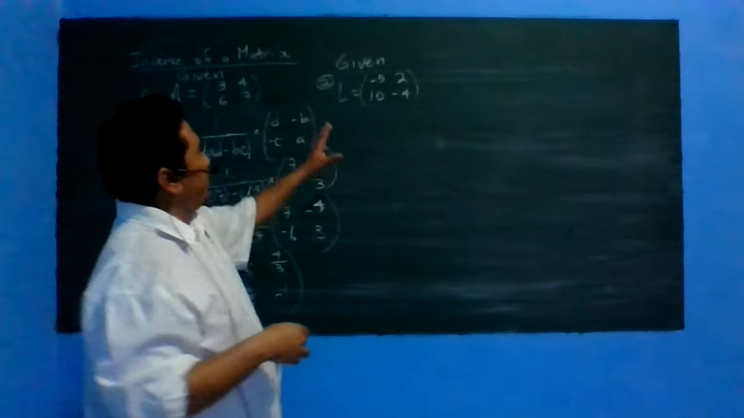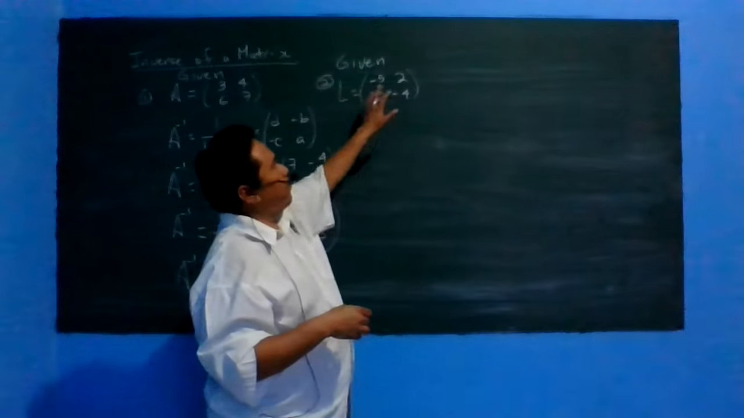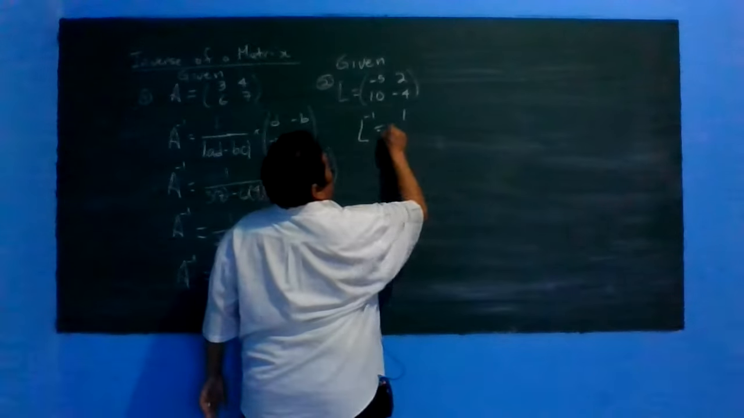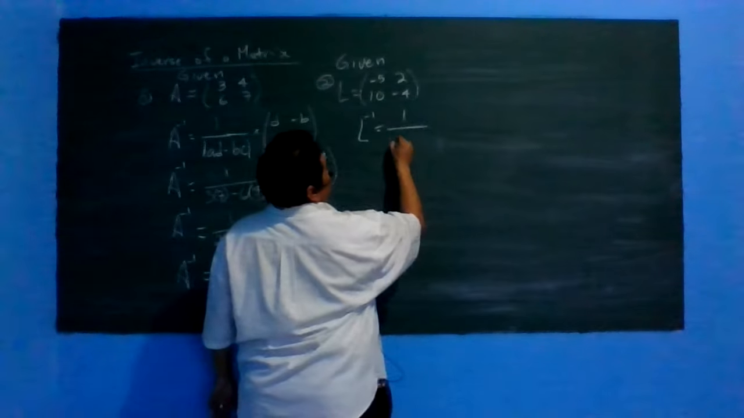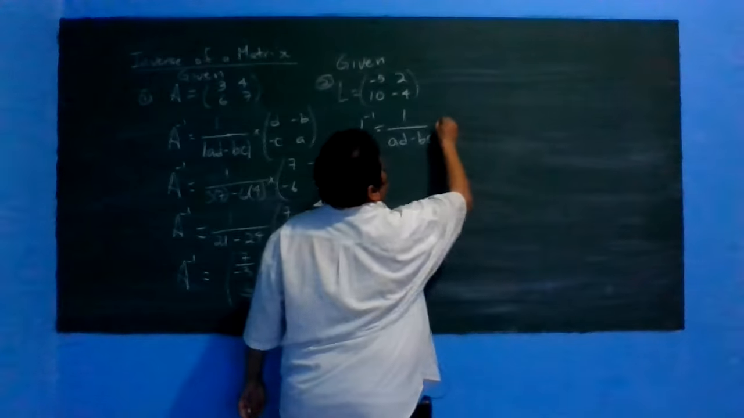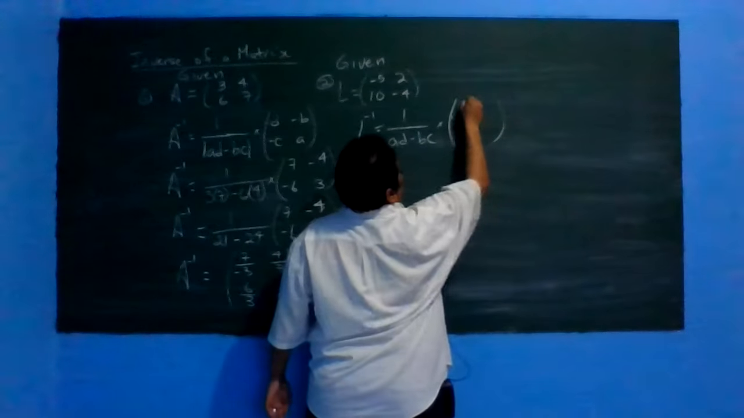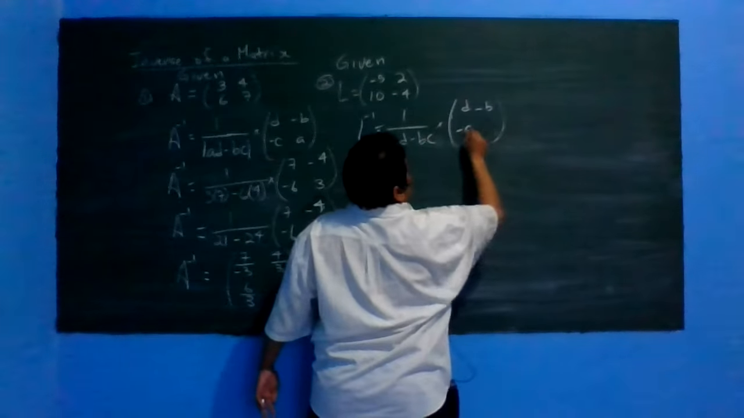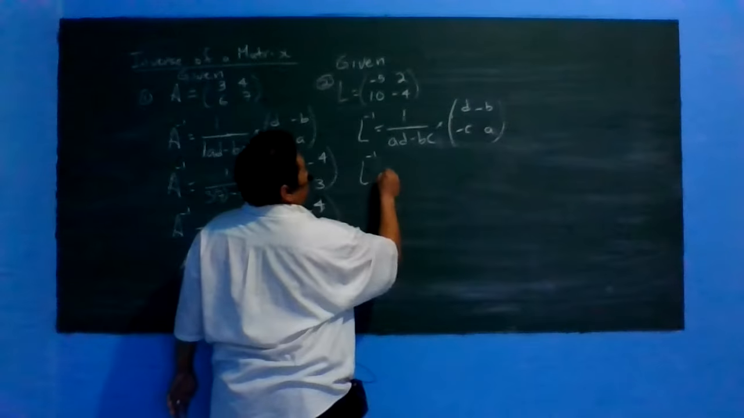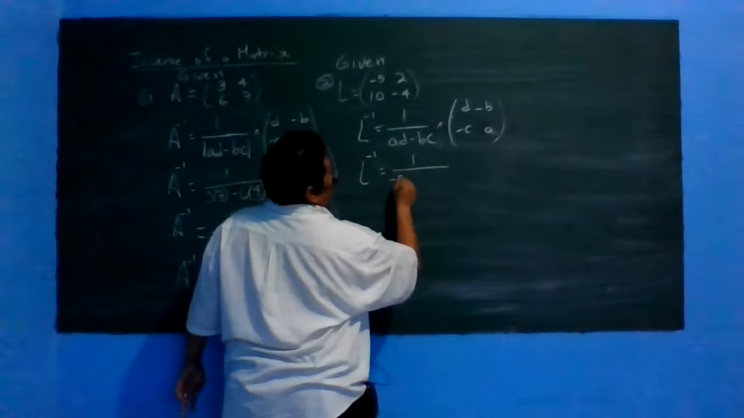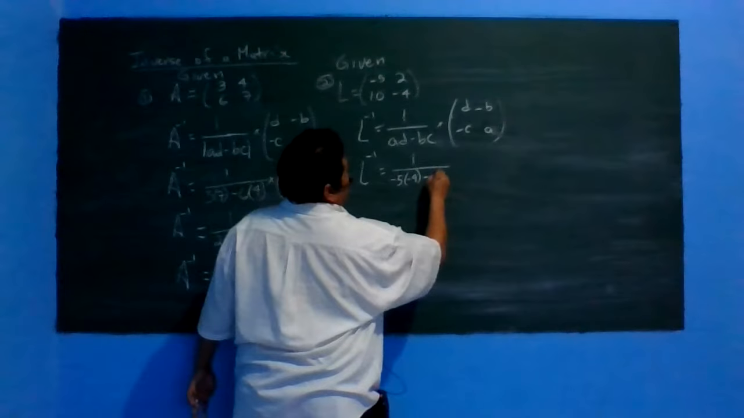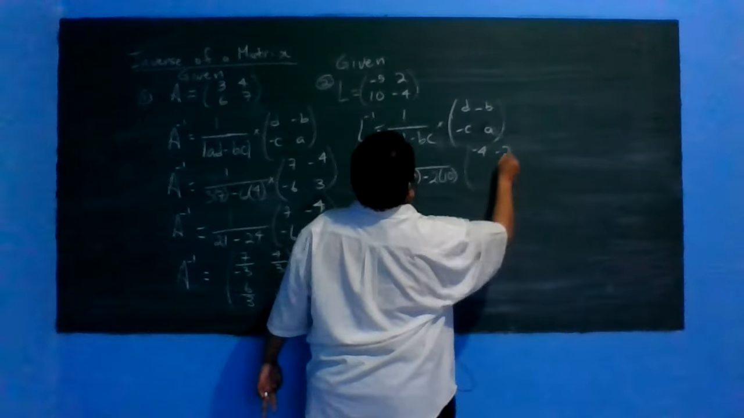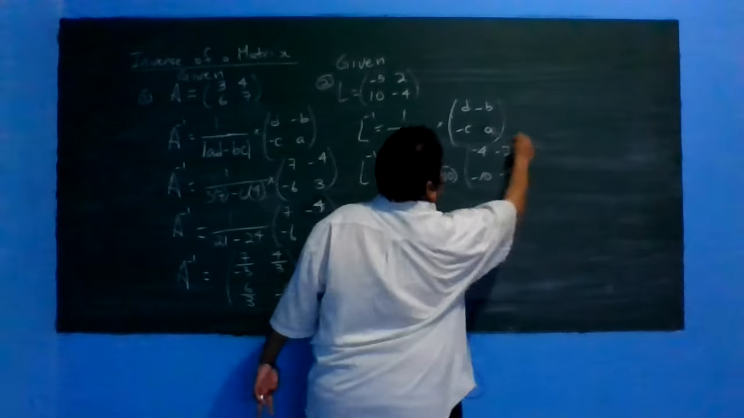Let's look at the second one. Given that L equals [negative 5, 2; 10, negative 4]. Again, the inverse is going to be 1 over the determinant. And the determinant is AD minus BC times the adjoint, and the adjoint is D, negative B, negative C, A. So L to the negative 1 is going to be equal to 1 over negative 5 times negative 4 minus 2 times 10, times negative 4, negative 2, negative 10, negative 5.